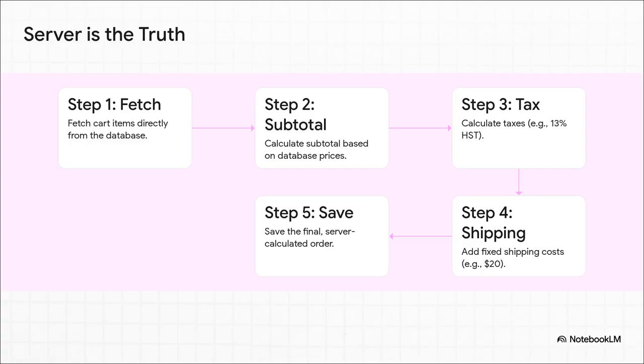So the only way to do this securely follows a simple rule. The server is the one and only source of truth. When you hit checkout, the server basically throws away any total price your browser sent. It doesn't trust it. Instead, it goes back to the database itself, pulls the real prices for the items in your cart, calculates the subtotal, adds the right taxes, adds shipping, and only then does it create the final official order. It does all the math itself.